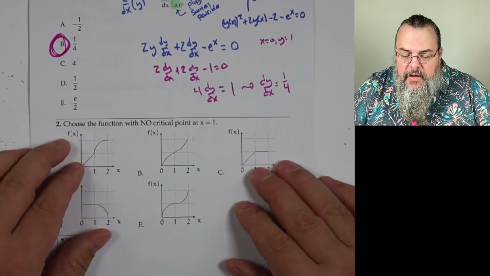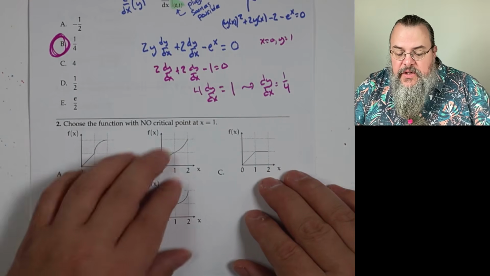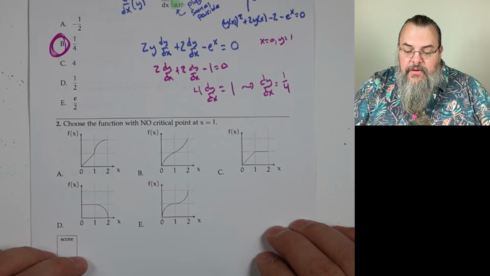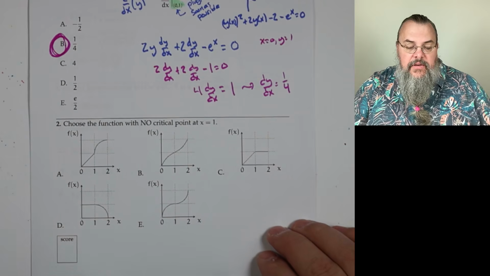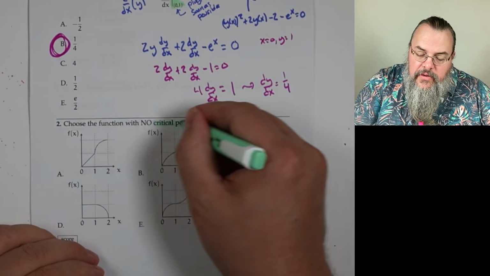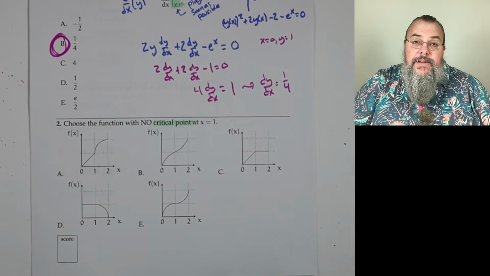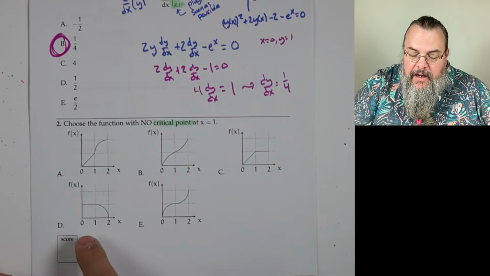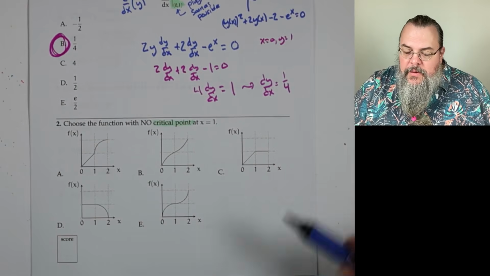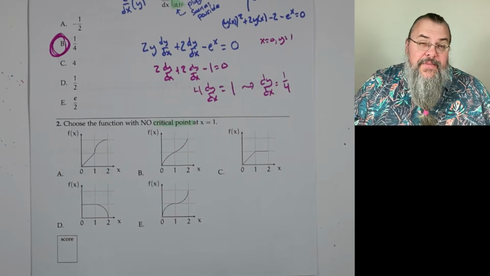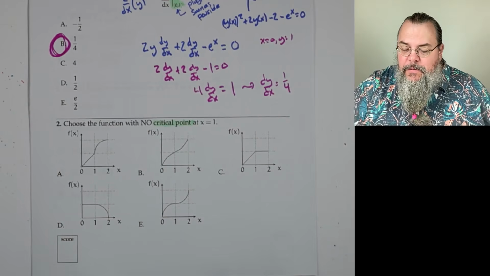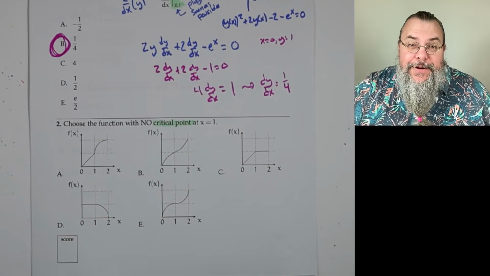All right, number 2. Choose a function with no critical point at x equals 1. Okay, so there has to be no critical point. Now, where's the critical point? Because we're at 1, I tend to think of critical points as being 3 things, but one of them is the boundary. That's a little bit controversial. Different faculty have different perspectives of whether or not the boundary should or should not be a critical point.